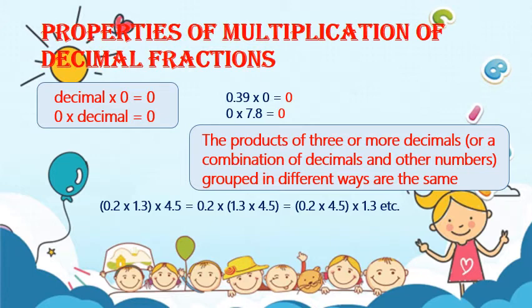Right? So all these three decimal fractions are multiplied by grouping them in different orders, but still if the decimal fractions are the same, their product will remain the same, irrespective of the fact that they are grouped in different orders.